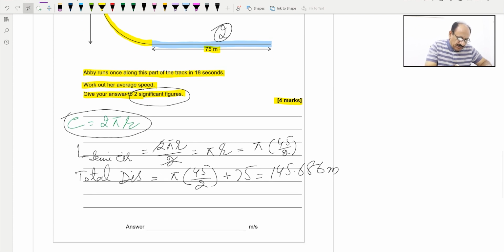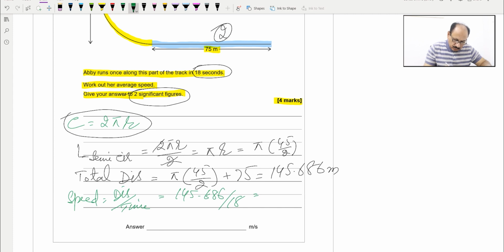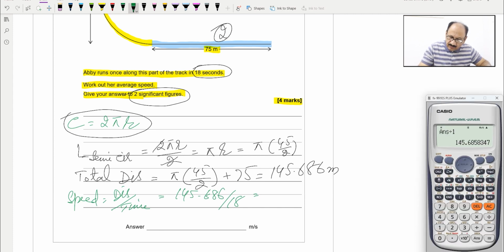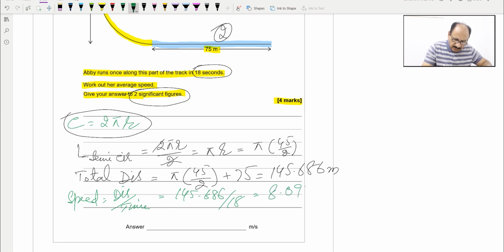And we need to calculate the average speed. You know, speed is equal to distance over time, so we can write speed is equal to distance divided by time, and distance is 145.686 divided by 18 seconds. So we will divide this by 18 and we will get 8.093. And to two significant figures, because they are looking for two significant figures, we can write 8.1, or 8.10, or 8.1, this one. This will be up to 2 significant figures.